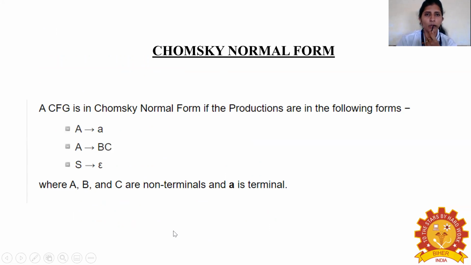Now we move to the Chomsky normal form. A context-free grammar is in Chomsky normal form if the productions are in the following forms: a non-terminal to a terminal, that is capital A to a, A to BC, and S to epsilon. If we have all these three kinds of productions, then we call it a Chomsky normal form.